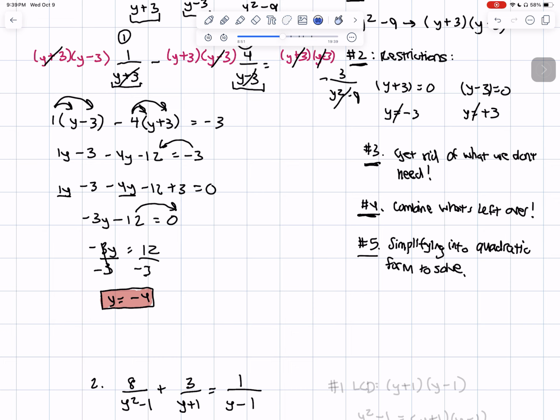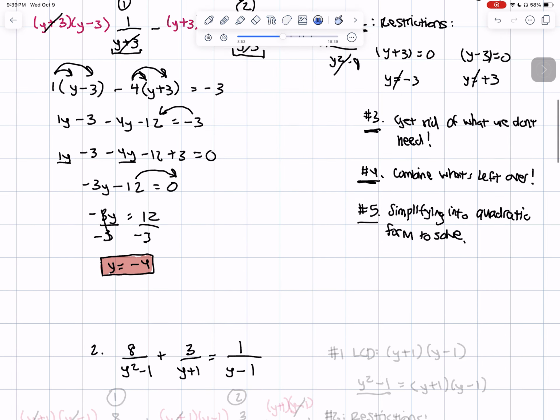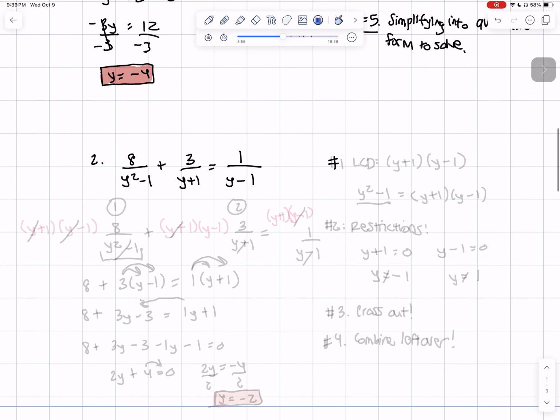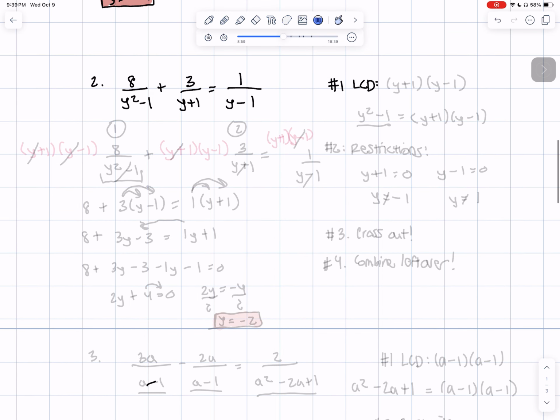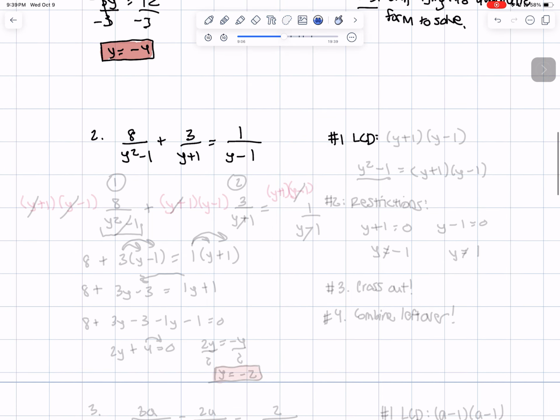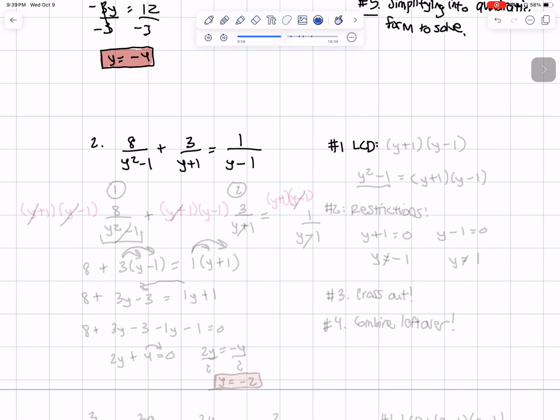Okay, welcome back. Let's go ahead and walk through this problem. Hopefully you got the same exact solution that I got. First step, LCD. So what's my LCD? I have y squared minus 1, y plus 1, and y minus 1. Well, same thing again. We know that y squared minus 1 is equal to this expanded. So this means that our LCD is y plus 1 and y minus 1.